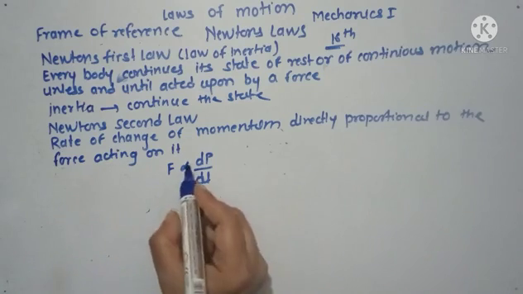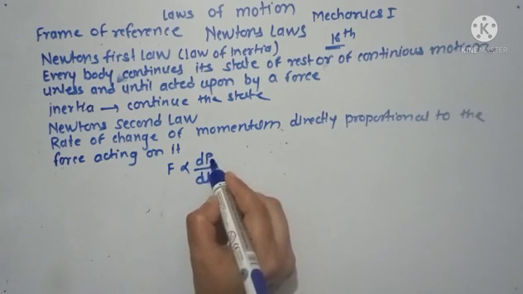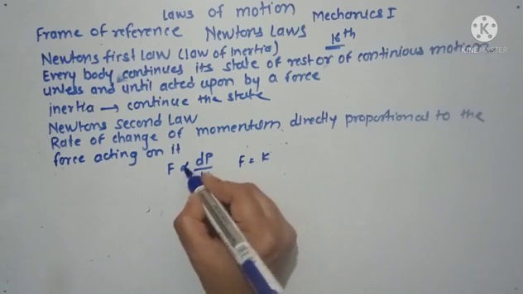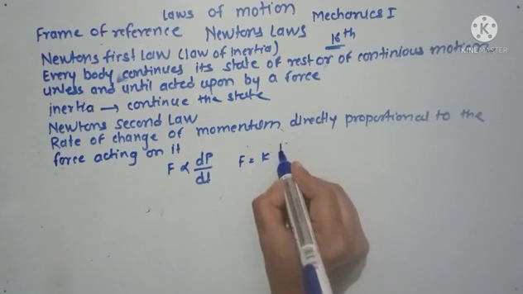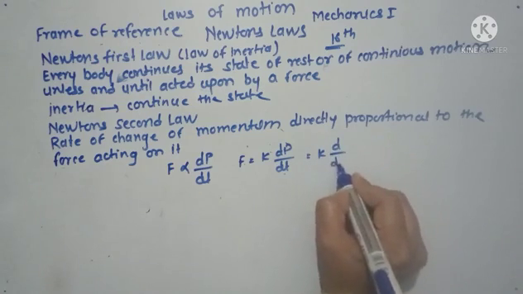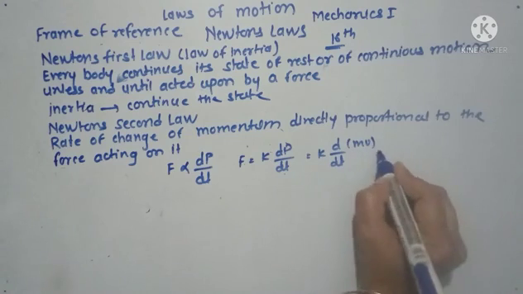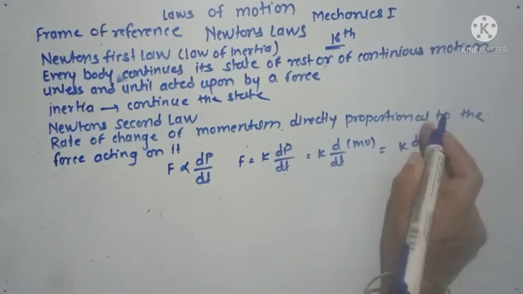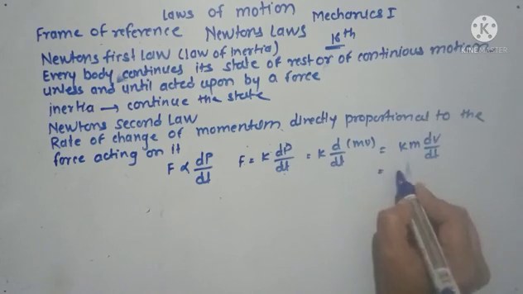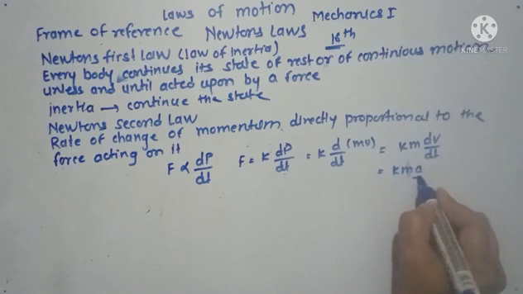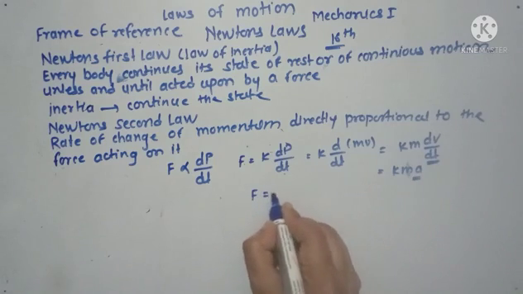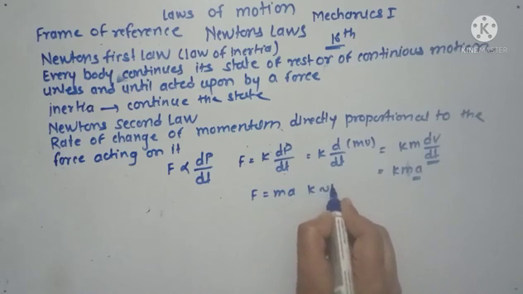Newton's second law of motion, which says that the rate of change of momentum is directly proportional to the force. If I remove the proportionality sign, it will become F = k dp/dt. If I put the value of p as mv, so F = k d(mv)/dt, where m is constant, so it will be k m dv/dt, which is k m a, where a is the acceleration, the rate of change of velocity with respect to time. Or I can write F = ma for k nearly equal to 1.